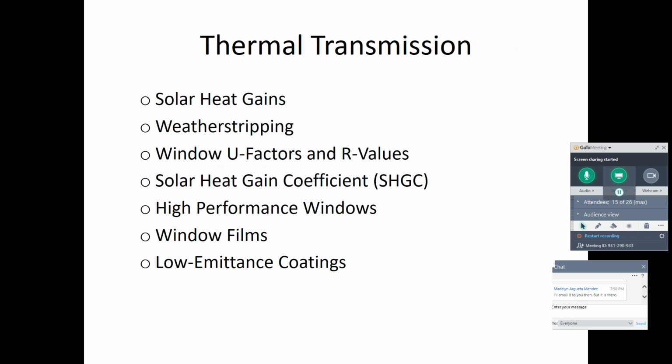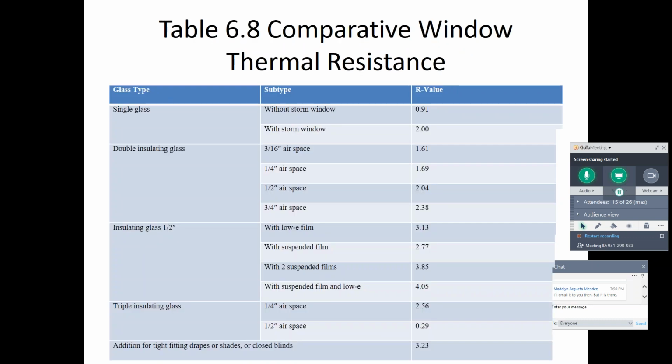Thermal transmission. This is another one that we've kind of covered in previous slides. So when I'm looking at how is this a good pick for my building, we want the window's U factors and R values. We want to see how it's dealing with that solar heat gain coefficient. Is it a high performance Energy Star window? Are there window films you've applied to them? So on and so forth. And if it's not in the book, then do a little bit more research. Any added research should be a portion of your study each week. The book's pretty comprehensive, though.